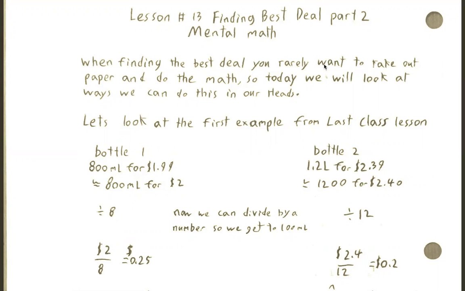So now instead of having to divide by 800 and divide by 1,200 to get to 1 milliliter, we can just get a common unit of 100 milliliters. So what we can do is divide bottle 1 by 8, and divide bottle 2 by 12. That's going to get us down to 100 milliliters. We have 1,200 milliliters and 800 milliliters, so we get rid of the 8 and the 12 and are left with just 100.